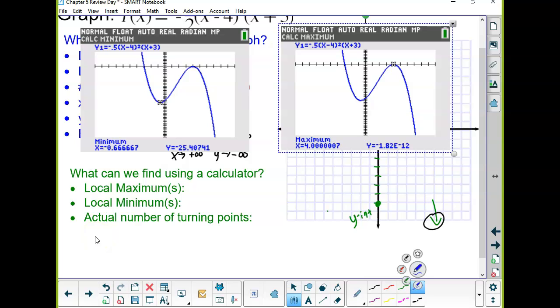Okay. So if I was doing this, where would my local maximum be? That would be at the spot 4, 0. Where would my local minimum be? That would be at the spot, and you could convert that to a decimal. You could say negative 2/3 if you wanted, or I would just round it to 3 decimals, and then negative 25.407.